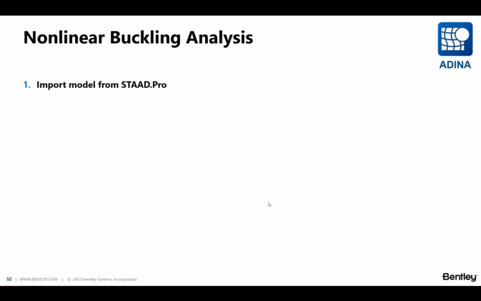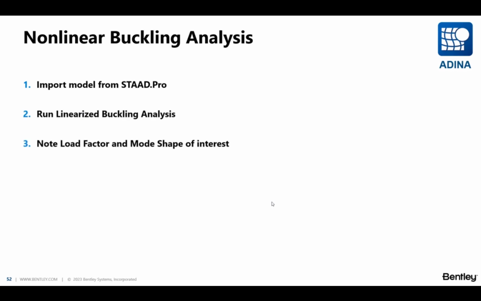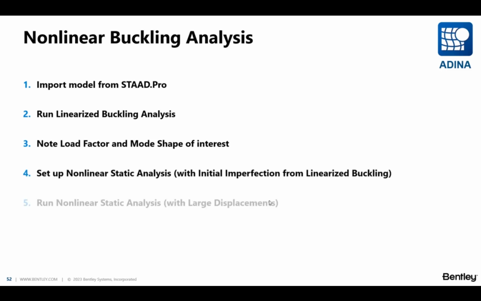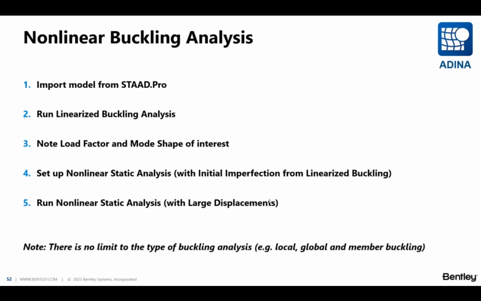Okay, so just as a recap, this is the process that we followed. First, we imported the model from STAAD.Pro to Adina. Secondly, we ran a linearized buckling analysis, and we made a note of the load factors and mode shape of interest. Then we set up a nonlinear static analysis with an initial imperfection from the linearized buckling analysis. And finally, we ran that nonlinear static analysis to get the overall buckling response of the structure.